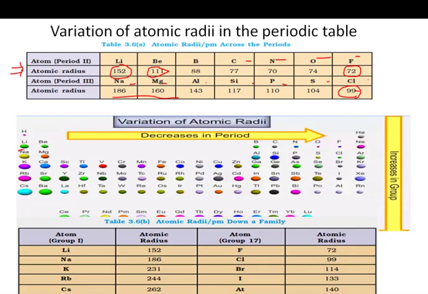Now for example, lithium, as you can see, is bigger in size than beryllium, and then beryllium is bigger than boron, carbon, nitrogen, oxygen, and fluorine is smallest. Just neglect the 18th group, we will discuss it later on. So right from first group to 17th group, in every period the radius goes on decreasing. So this is the general trend of atomic radii across the period.